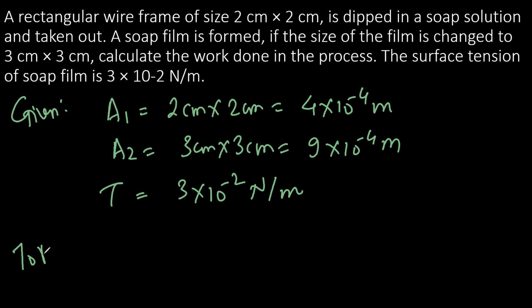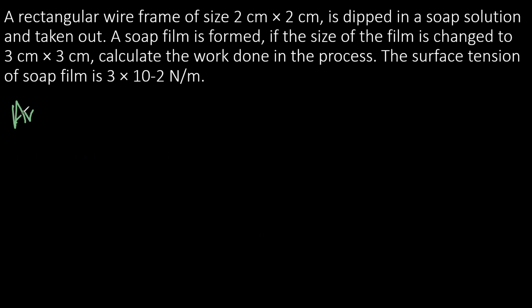So again, what do we have to find out? It's the work. So work is equal to T times the change in area. But again, it's a soap bubble, soap film, so multiply by 2. That we will do in the next step. So this is your input and this is your proof to find. So let's go for the solution.